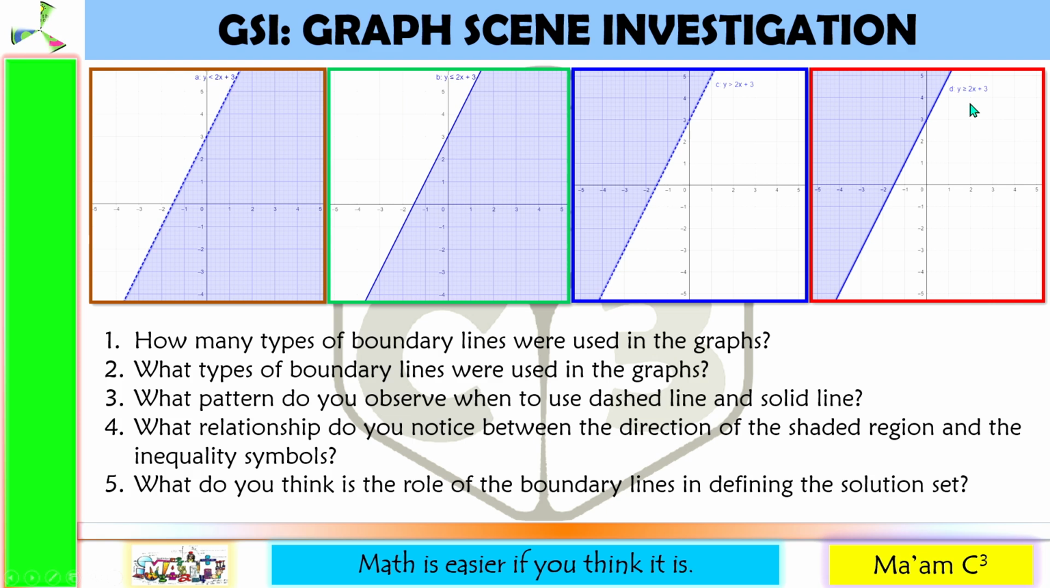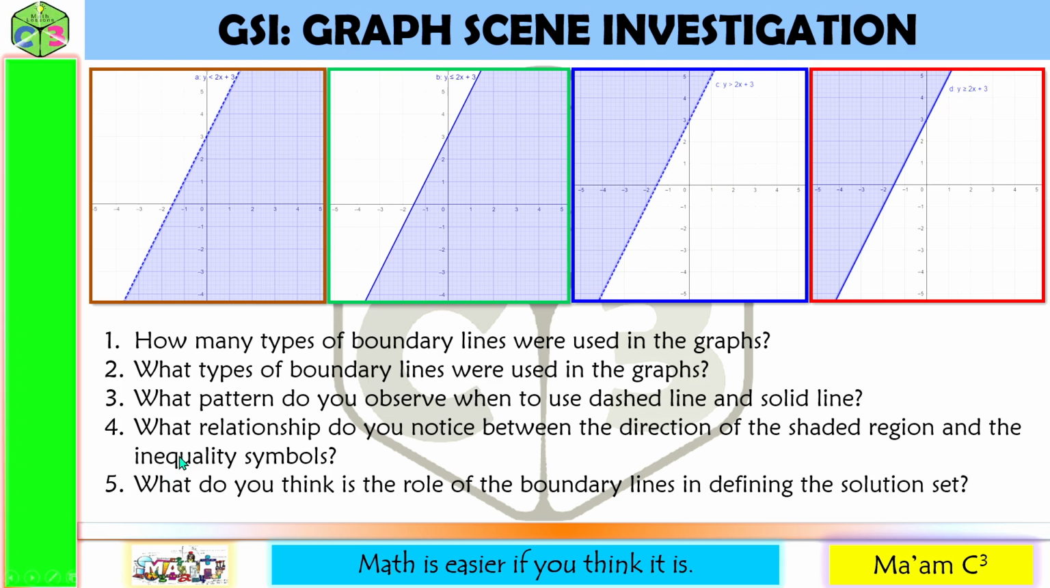So meaning, we use dashed line if the inequality symbol is strict, meaning either less than or greater than only. And we use solid line if the inequality symbol is inclusive, meaning there is an "or equal to," such as less than or equal to and greater than or equal to.